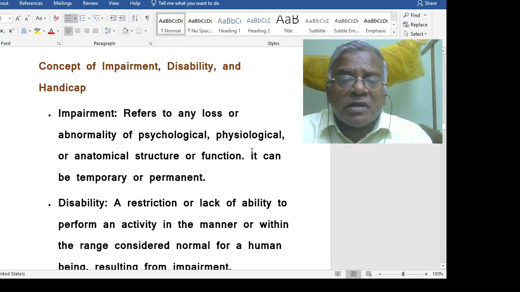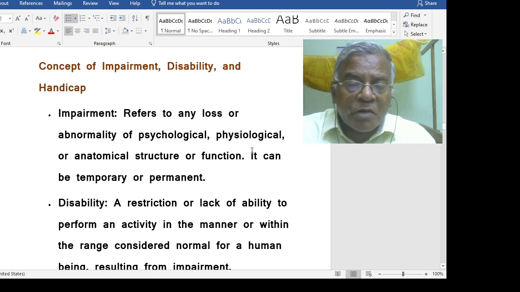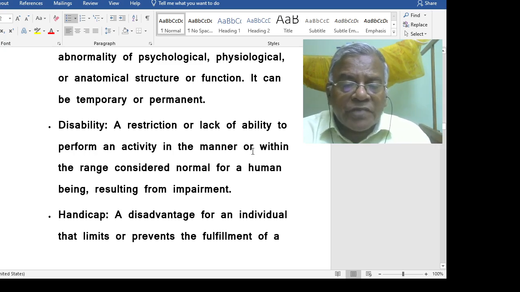What is impairment? It refers to any loss or abnormality of psychological, physiological or anatomical structure or function. It can be temporary or permanent. What is disability? A restriction or lack of ability to perform an activity in the manner or within the range considered normal for a human being, resulting from impairment.